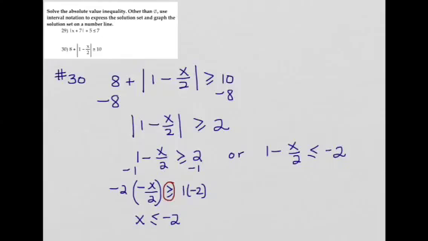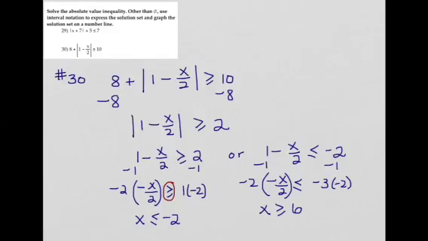For the other inequality, I subtract 1 from both sides, and I get negative x over 2 is less than or equal to negative 3. And again, I multiply both sides by negative 2, and I get x is greater than or equal to 6.